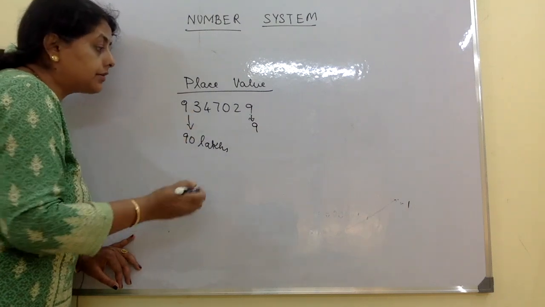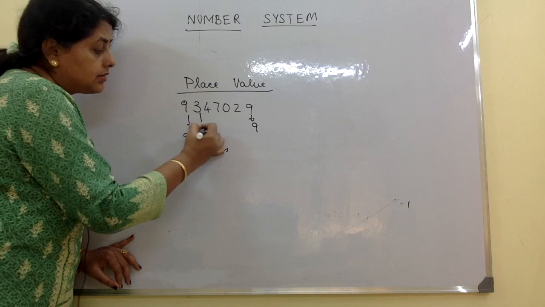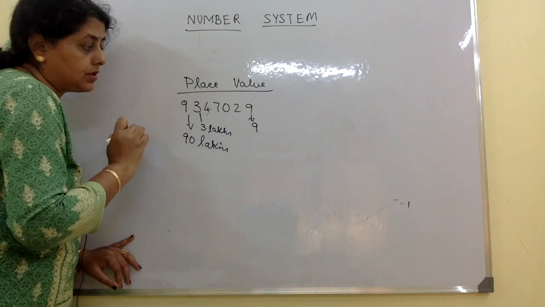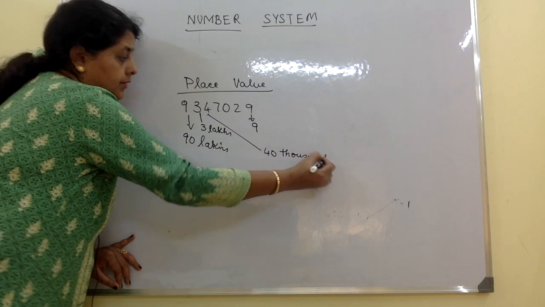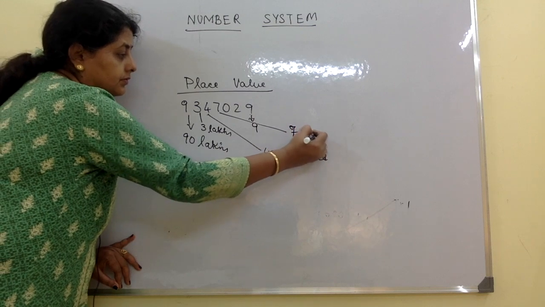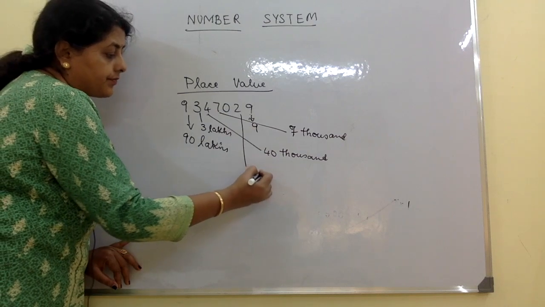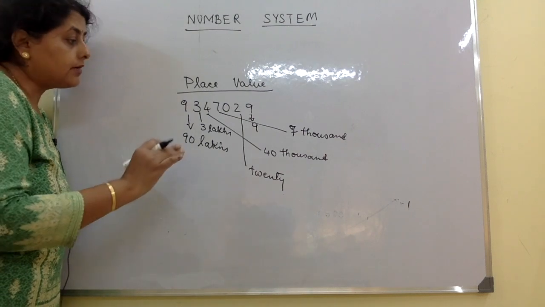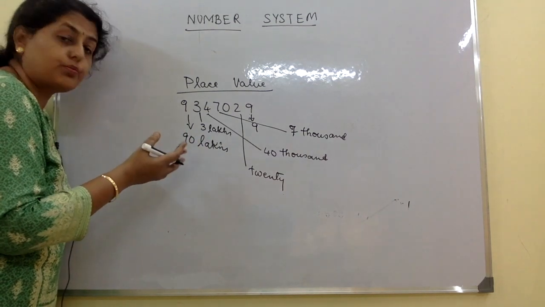Okay, let's take 3 here. This is 93 lakhs, no? So this is 3 lakhs. Place value of this is 3 lakhs. For the 4 it is 40,000. For the 7 it is 7,000. And for the 2 it is 20. So this is how we arrange them. This is what place value is.